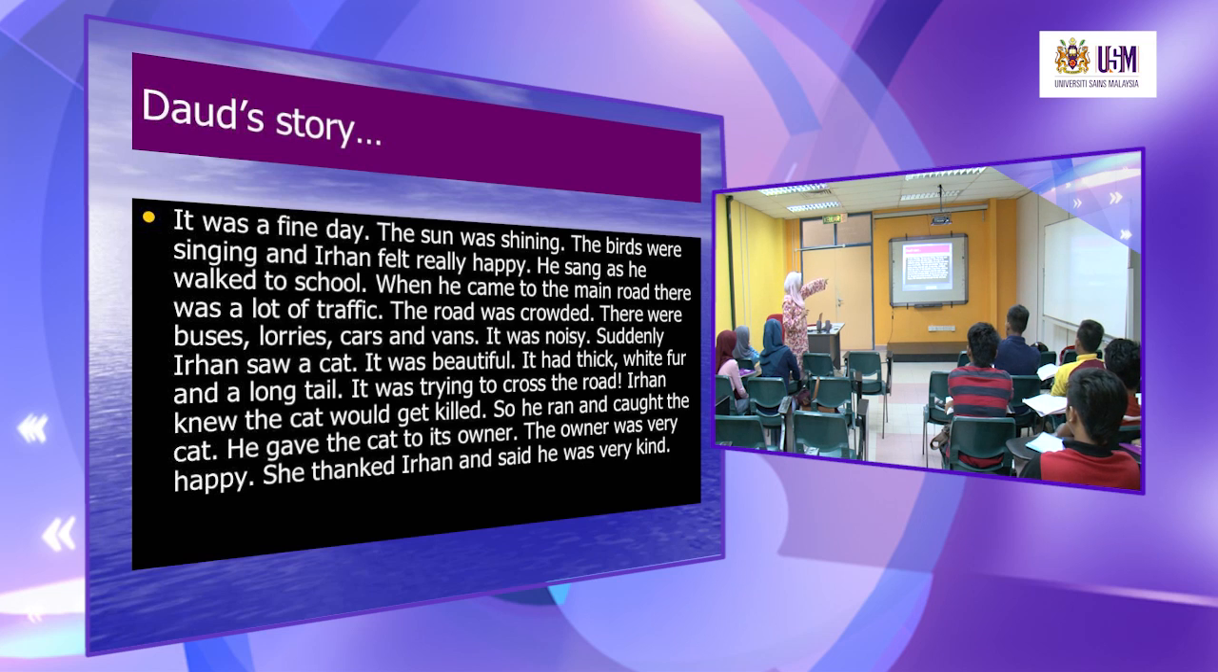If I ask you to draw the scenery, the main road and the traffic, what will you draw for me? And the traffic light, what will you draw for me? Lorries, buses, cars, vans. So this is what I mean. You have to write using adjectives to make your description clear. Okay? Any question?